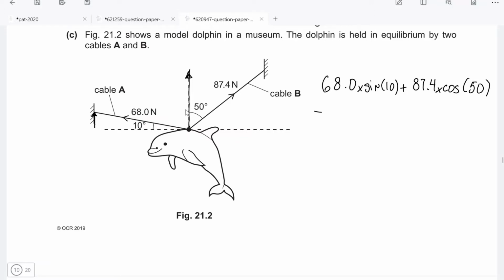In general, anytime we're resolving vectors, what we need to do is multiply the hypotenuse by either the adjacent or the opposite component. In the first case, it's the opposite component, so it's hypotenuse times the sine of 10 degrees. For the second one, it is our hypotenuse, which is 87.4, times the cosine, because we're dealing with the adjacent. Putting this into a calculator, we are going to get 68 newtons.